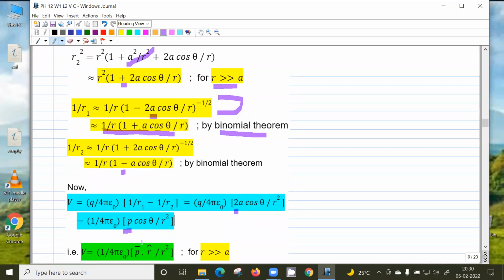This is clear? So this is the formula you have to remember, and this approximation we have used. Otherwise, this is not valid. It's true only for this approximation. It's usually valid for a dipole.